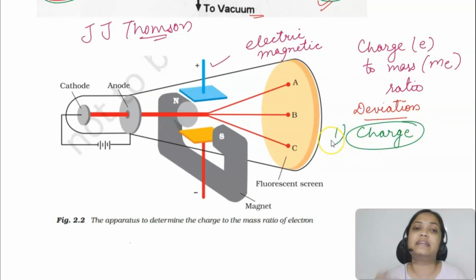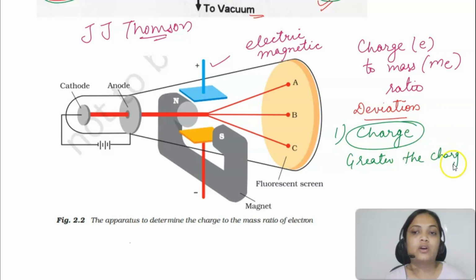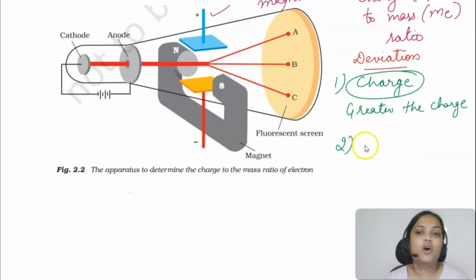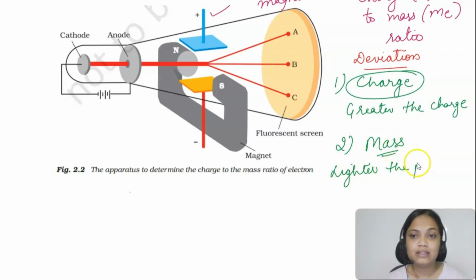Okay, first point is it depends on the magnitude of charge of these rays, meaning greater the charge, greater will be the deflection. If the charge of these rays is more, the deflection would be more. Then he said that it is going to depend on the mass of the particle, and he argued that lighter the particle, greater would be the deflection. So if the particle is light, the deflection would be more.